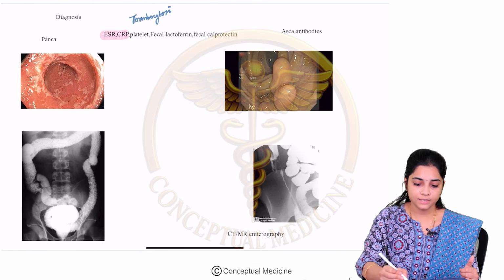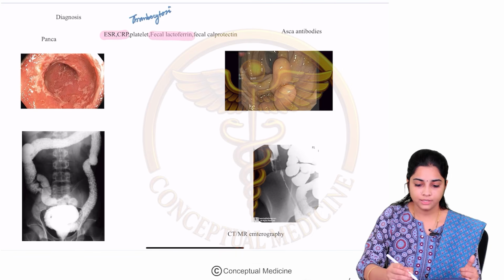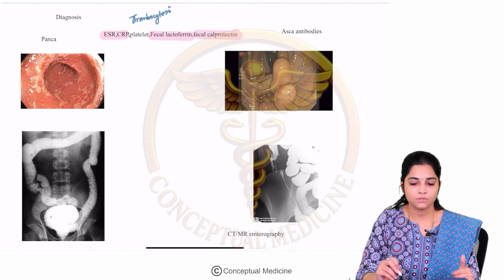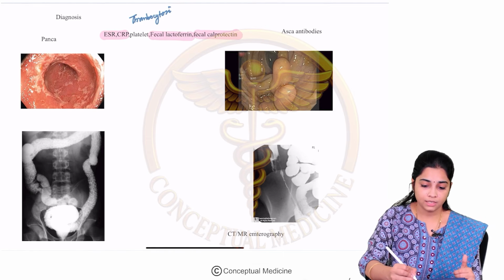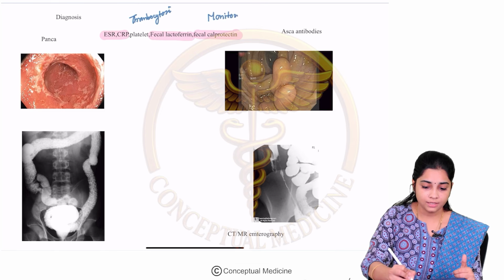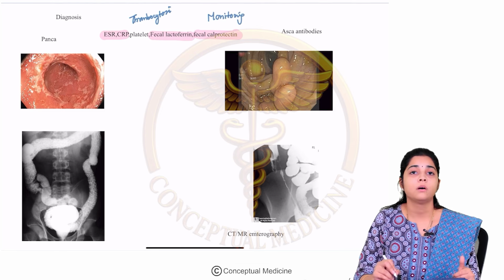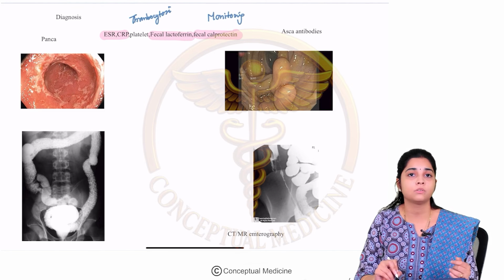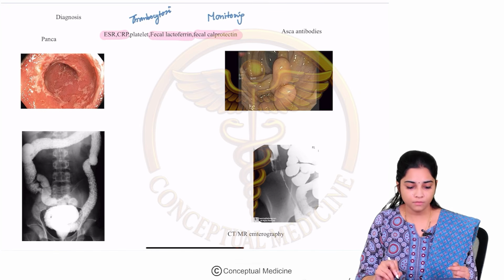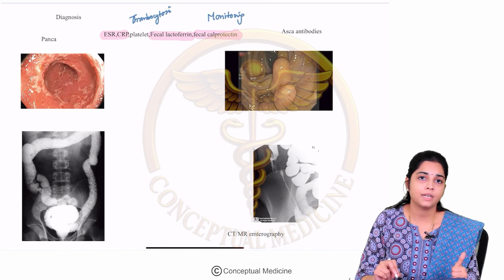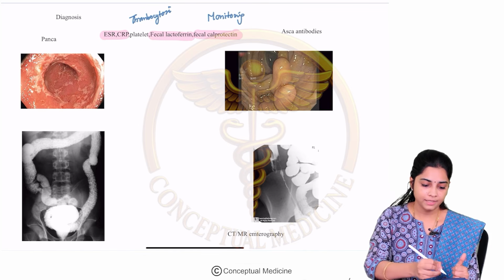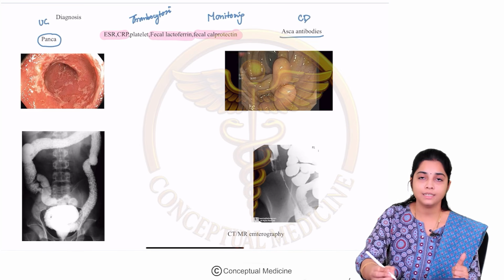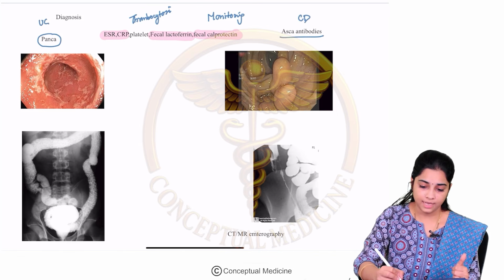Two other stool tests that are done are fecal lactoferrin and fecal calprotectin. These two are not specific, but they are mainly used for monitoring. During treatment, if the fecal calprotectin is coming negative, that means there is a good response to therapy. Then, there are certain specific antibodies used for the diagnosis of IBD. Ulcerative colitis is P-ANCA positive, and Crohn's disease has anti-Saccharomyces cerevisiae antibodies, ASCA.